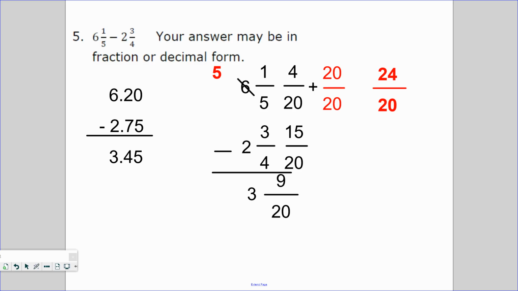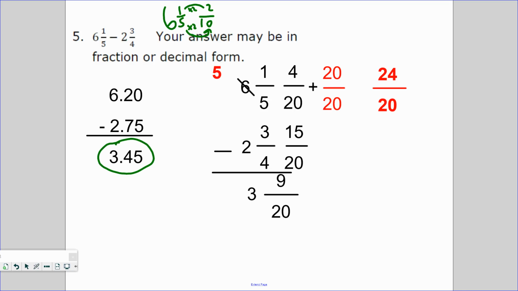Number 5, subtract this. 2 ways you can do this. You can turn this into decimal and subtract. So 6 1/5, again, how do you build this fifth to a tenth? Times 2 times 2. So it's 6 2/10, or 6.20 minus 2.75. Subtract this, you get 3.45 hundredths.